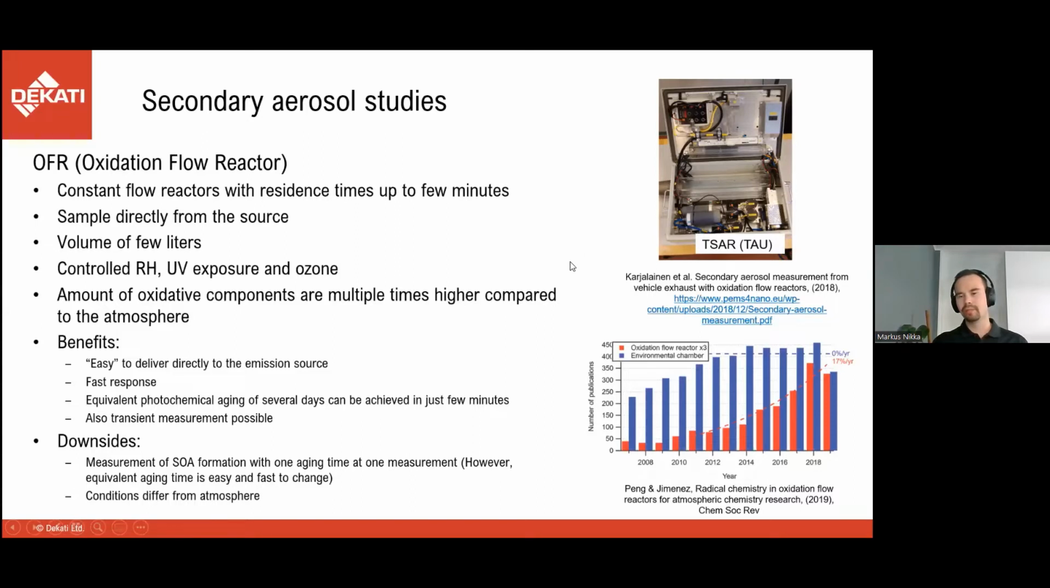On the right side, the picture above is from the Tampere University secondary aerosol reactor, where you can see the glass tube, which is the reactor. The sample flows through the glass tube, and then there are UV lamps above and below it. So that's the actual reactor part.